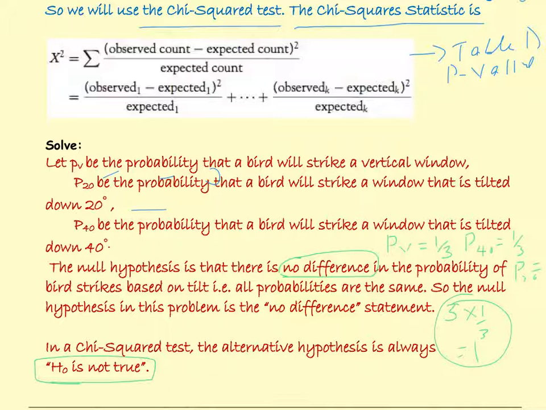No matter what the problem is, the alternative statement is H0 is not true. So the chi-squared test, at the end of the test, will only give us one of the two conclusions. Either H0 is not true, which means we have the evidence to reject it, or we do not have enough evidence to reject H0, which is assumed to be true. So the alternative hypothesis is not very specific as the ones that we've seen before. You just have to say H0 not true.